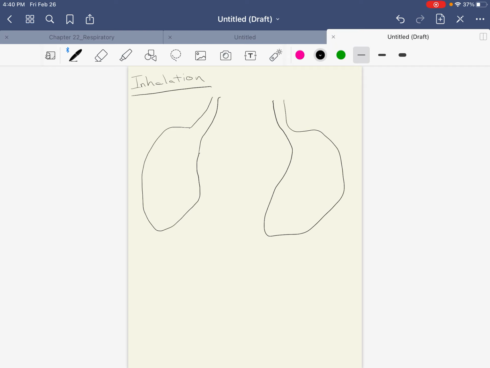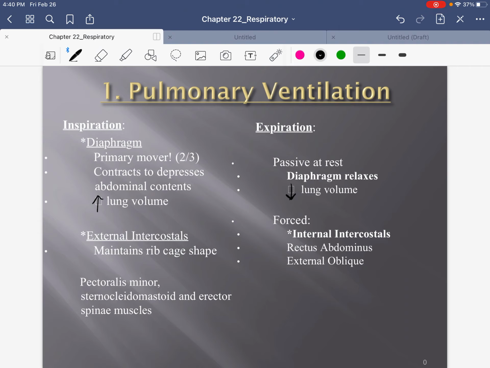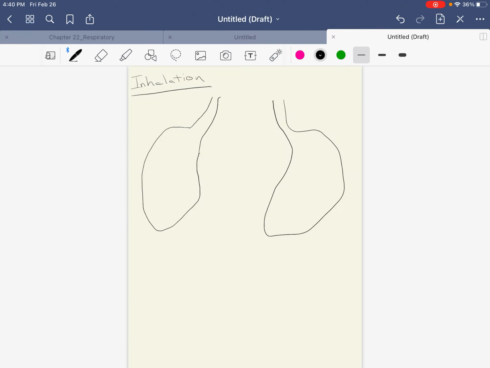So what happens during inhalation? If I ask you to inhale, you feel that your lungs get bigger, right? So when we inhale, our lungs get bigger. When we exhale, our lungs get smaller. Excuse me, I got something down the wrong tube. So in order to inhale, we are going to increase lung volume.